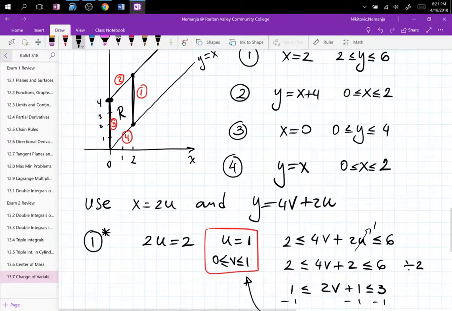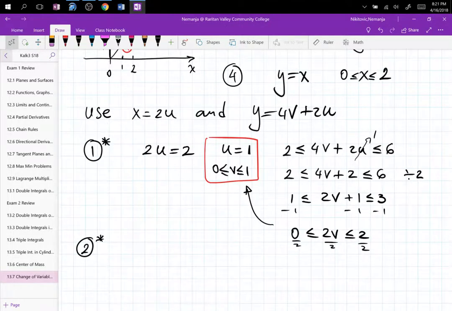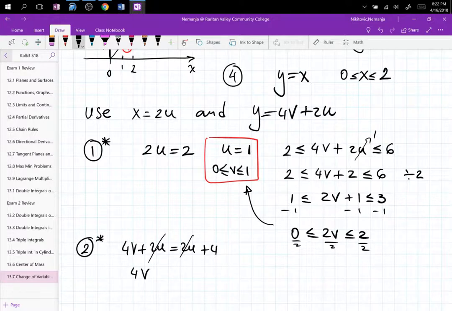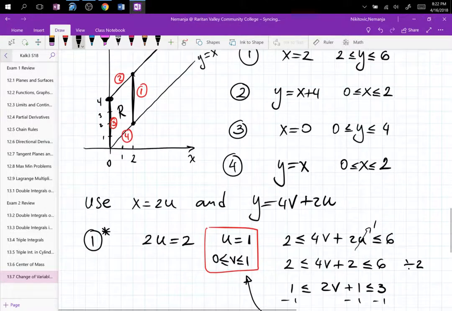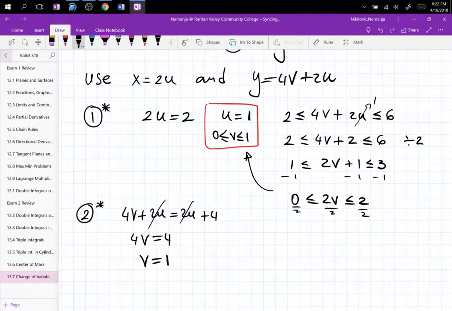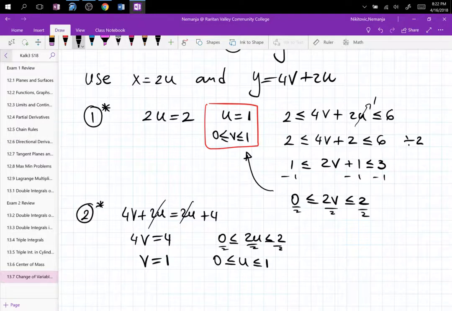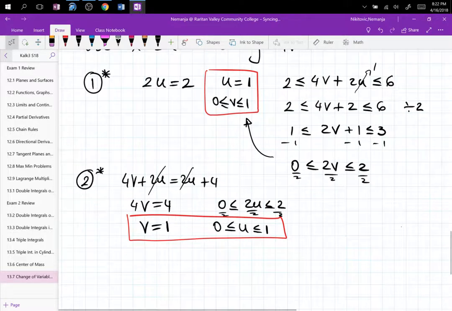I have y equals x plus 4. So y, that's 4v plus 2u, is equal to x, which is 2u, plus 4. 2u and 2u will drop. I have 4v equals 4, v equals 1. And I also have that x is between 0 and 2. So now, instead of x, I have to put 2u. And when I divide everywhere by 2, I get that u is between 0 and 1. Box those two. Region 3 star.